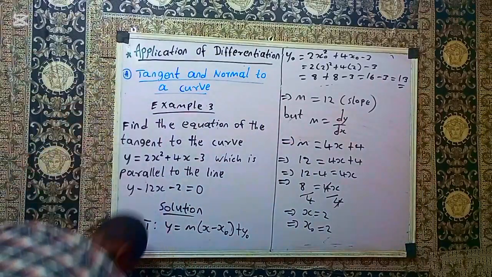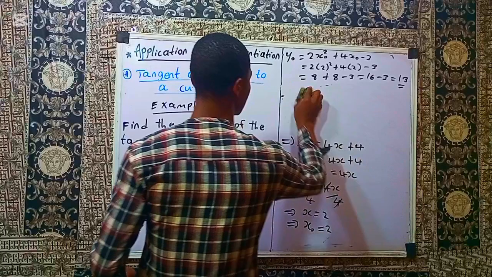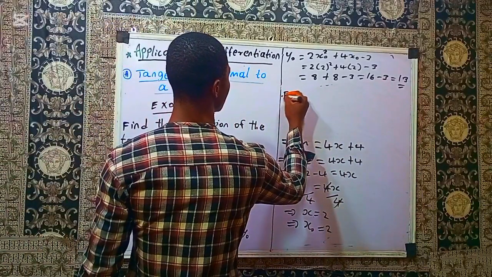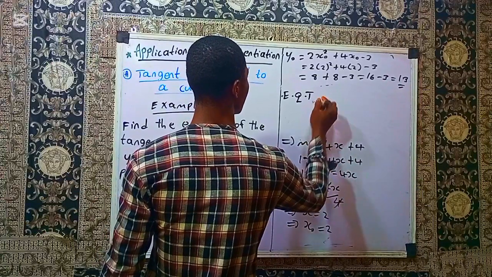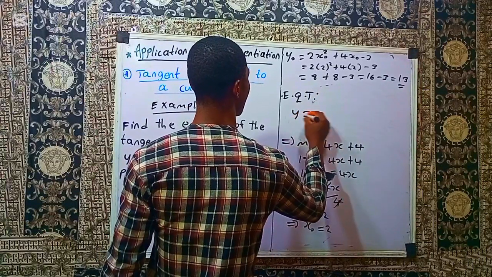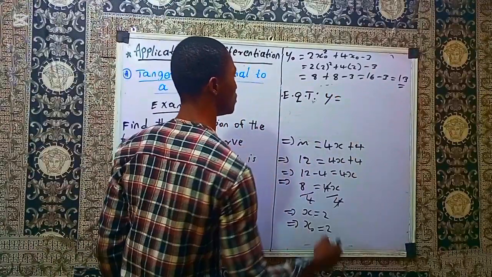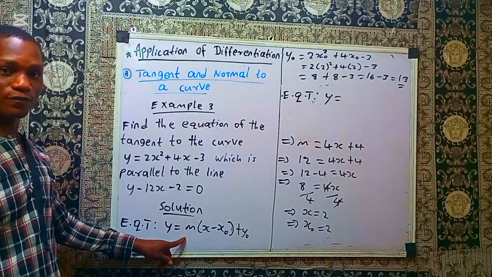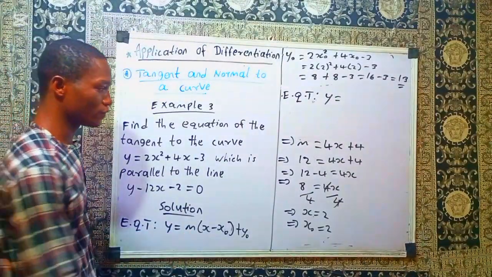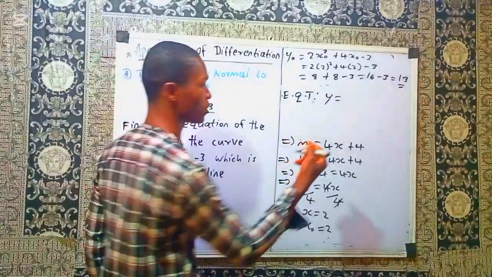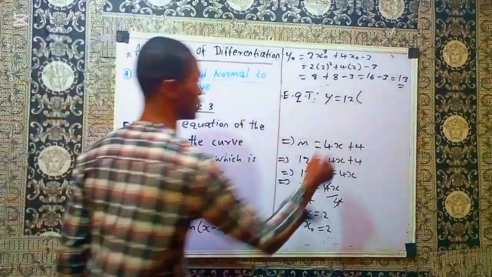So we are going to find the equation of tangent now. Equation of tangent will be y equals, let's write it here, y equals, what is the slope? See the formula we're using here. Remember, we calculated m to be 12. That's the slope. 12, open bracket, x minus x naught.